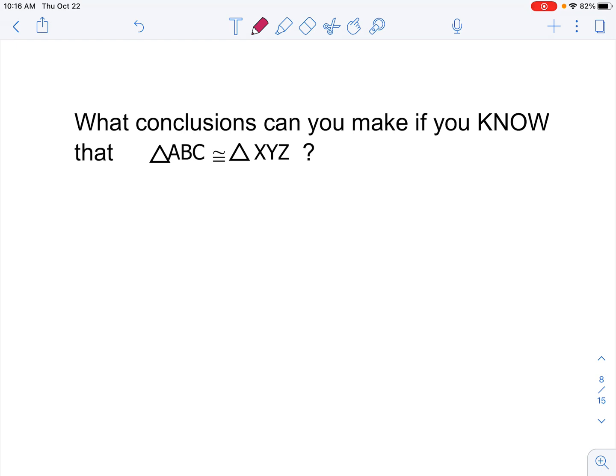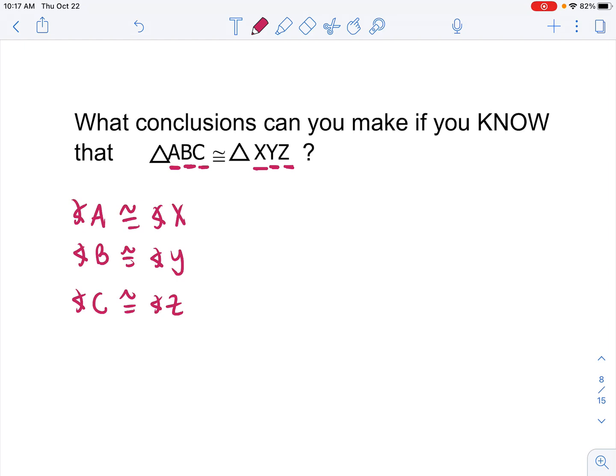Okay, so what conclusions can you make if you know that triangle ABC is congruent to triangle XYZ? So just by looking at it, we have ABC and XYZ. And now that we know that order matters, what would angle A correspond to, since it's listed first? It would correspond to X. What would angle B correspond to, because it's listed second? It would correspond to angle Y. And C would correspond to angle Z.